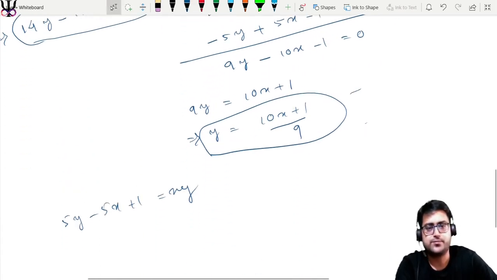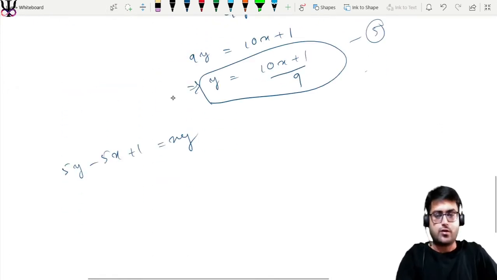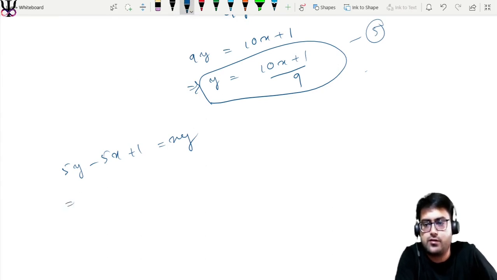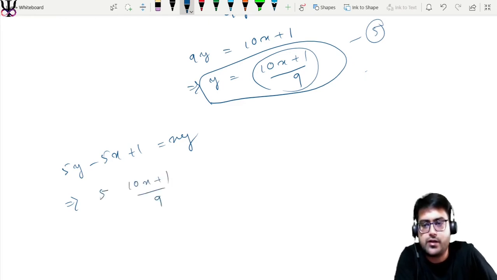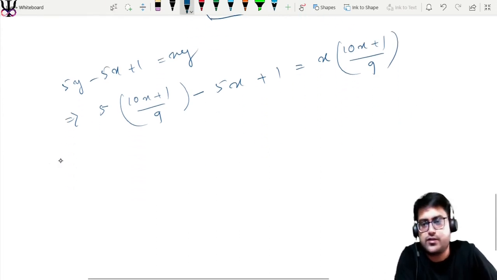It's okay not to even label it, but fine. All right, so we just have to put in the values of y in this equation. So 5 times 10x plus 1 by 9, minus 5x plus 1 is x times 10x plus 1 by 9. Savvy? So just open the bracket.